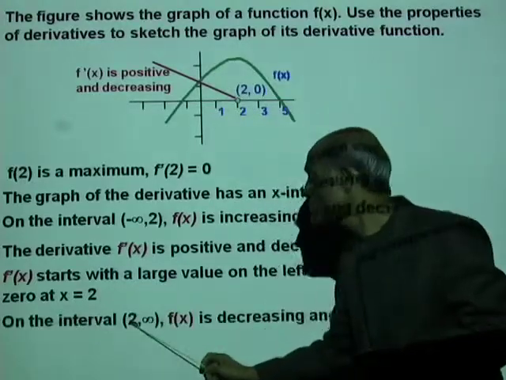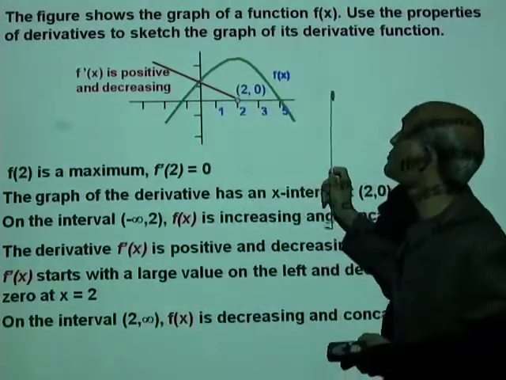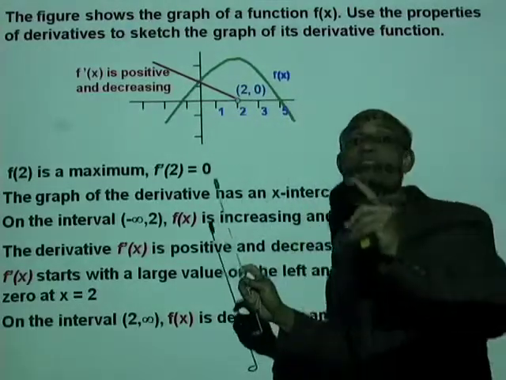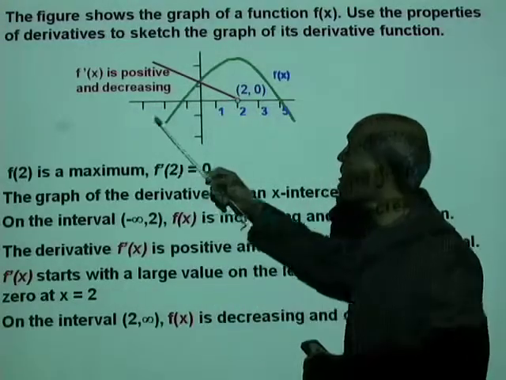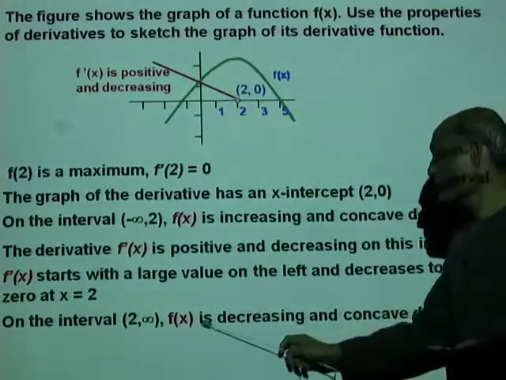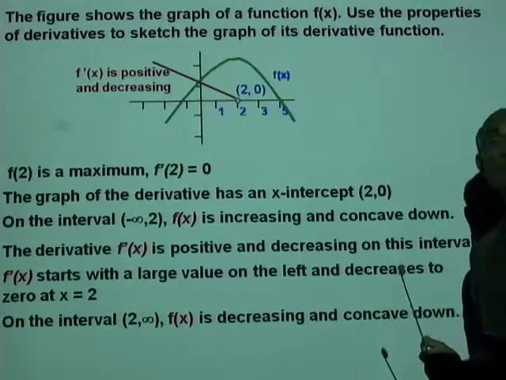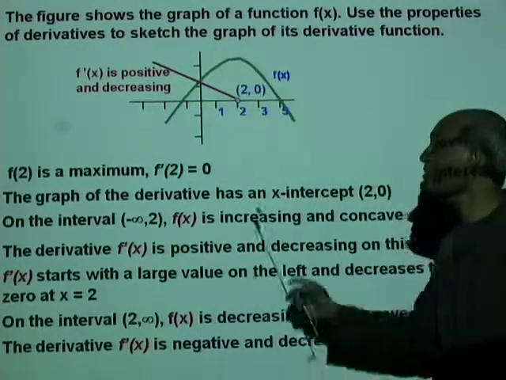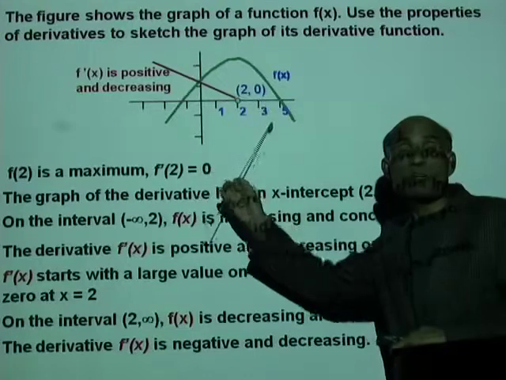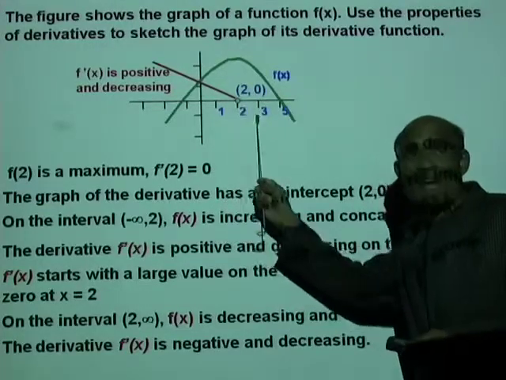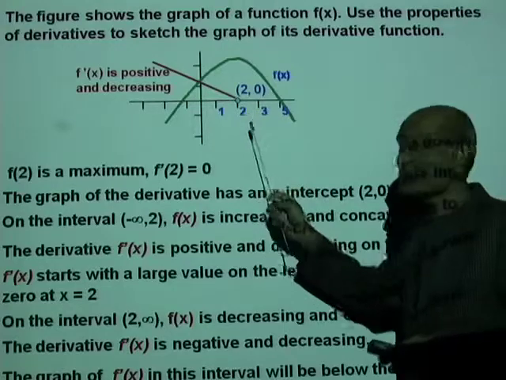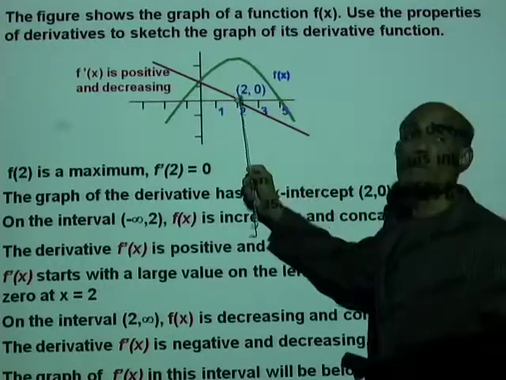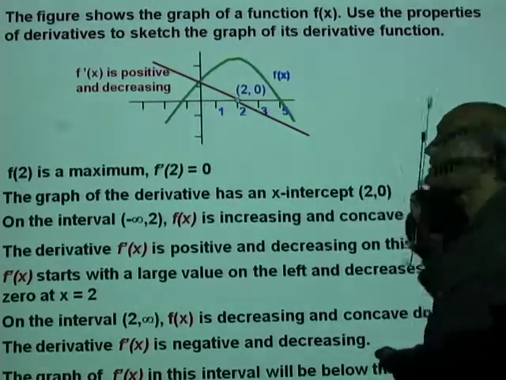How about on the interval 2 to infinity? On the interval 2 to infinity, the function is decreasing. That means the derivative will be negative and decreasing because it is concave down. So f of x is decreasing and concave down. Therefore, the derivative is negative and decreasing. The graph of the derivative must appear below the x-axis and it must decrease continuously. Is that right? There you go. The graph must be like that. Well, it must actually be a straight line going right through.